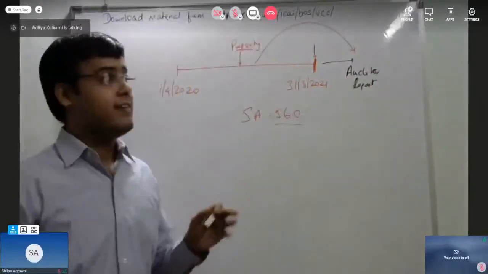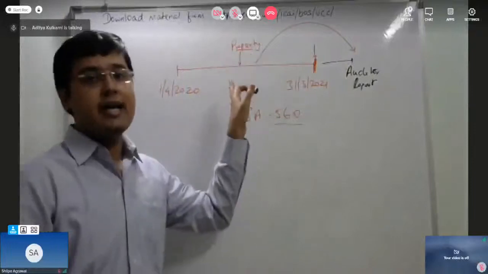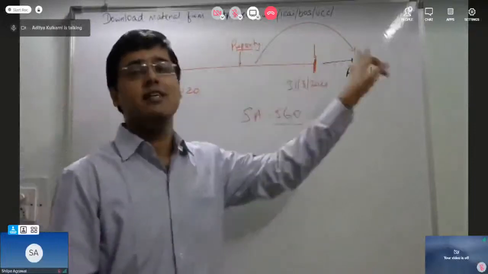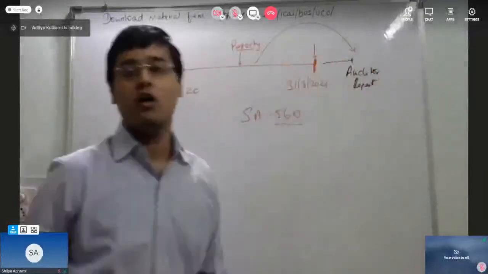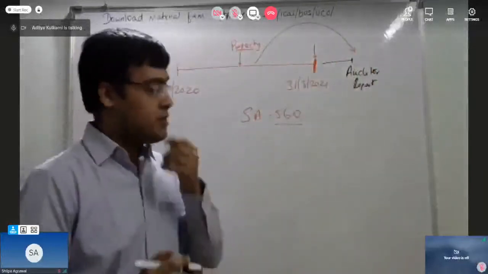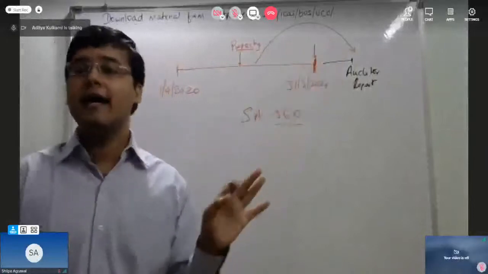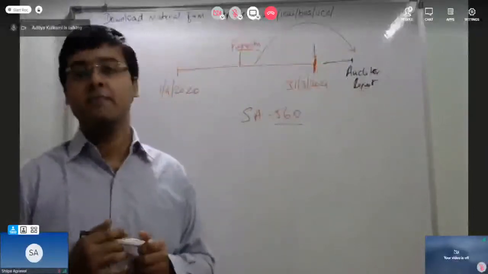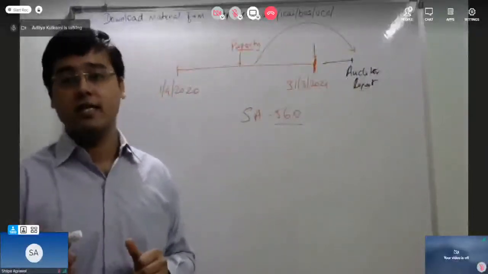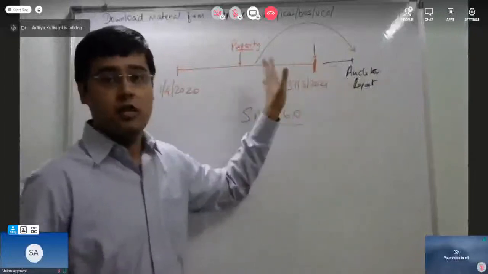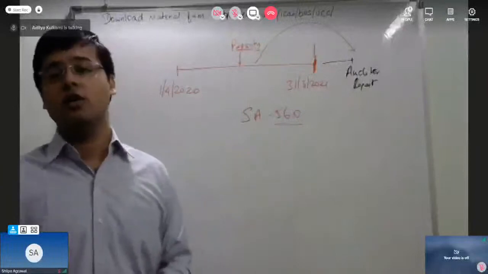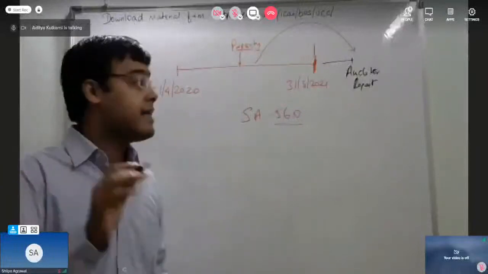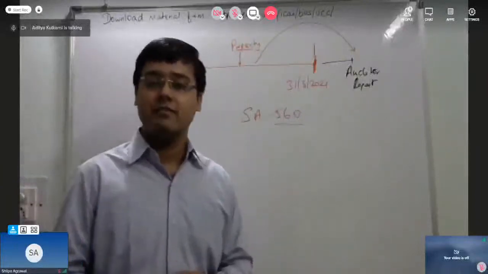Suppose he gets evidence that they mentioned that it is going to be used as investment property, but after 31st March, before audit report date, that property has been used as owner occupied property. At that point of time, the auditor may have to say that, sorry, this cannot be classified as investment property. This will be owner occupied property. So there we talk about SA 560.